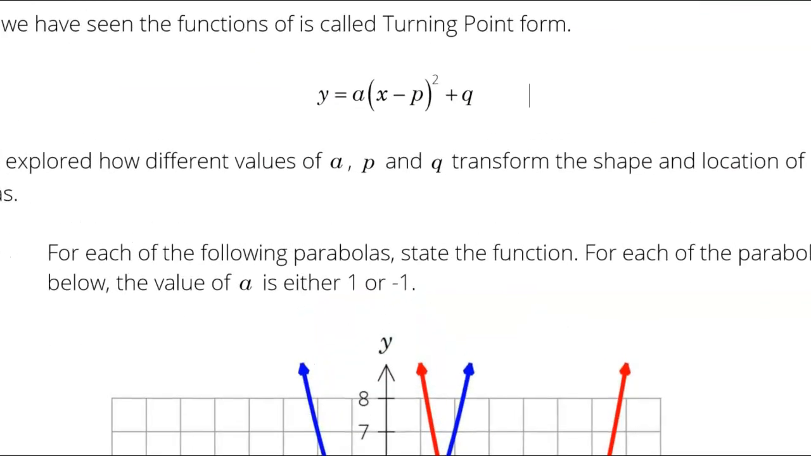So turning point form is really what we focused on when we did those transformations. Remember, a couple of lessons back, we looked at the idea of the translation left, right, up, down. We looked at how wide or narrow the parabola might be. So that is based on the three values in turning point form, A, P, and Q. So who can tell me the effect of A? Yep, tells us whether it's a min or max. So if A is negative, it's a maximum. If A is positive, it's a minimum.